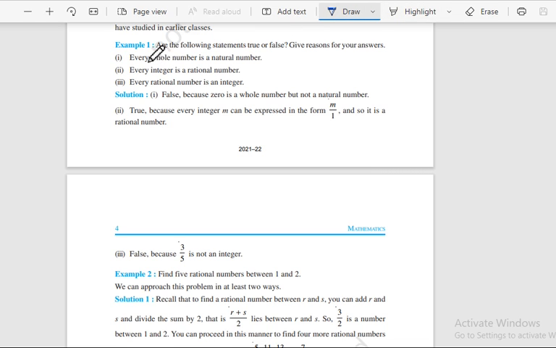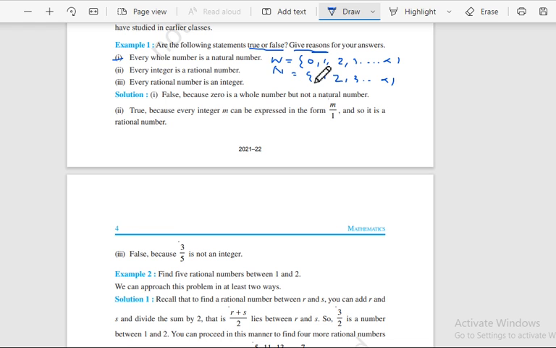Example number 1. Here you see: are the following statements true or false? We have to find whether the statement is true or false, and also give a reason for our answer. Question number 1: every whole number is a natural number. What is the definition of a whole number? Whole numbers are 0, 1, 2, 3 ... up to infinity. And what is the definition of a natural number? Natural numbers are 1, 2, 3 ... up to infinity.